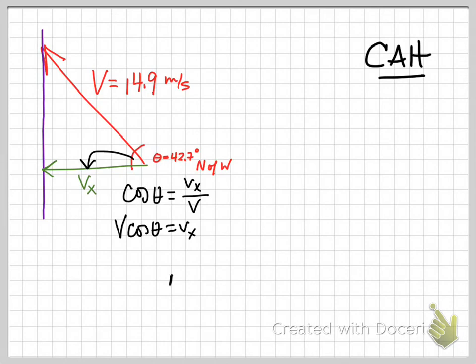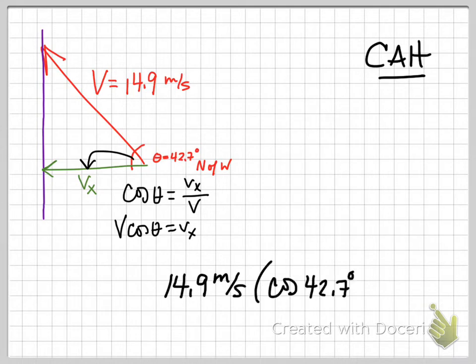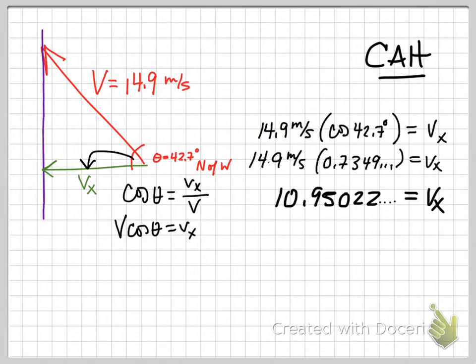So in this case, I have 14.9 meters per second times cosine 42.7 degrees equals v sub x. Let's get a raw number. Okay, so I get a raw number of 10.95022. It goes on and on and on, as many digits as my calculator will give me. I got 3 sig figs, right?